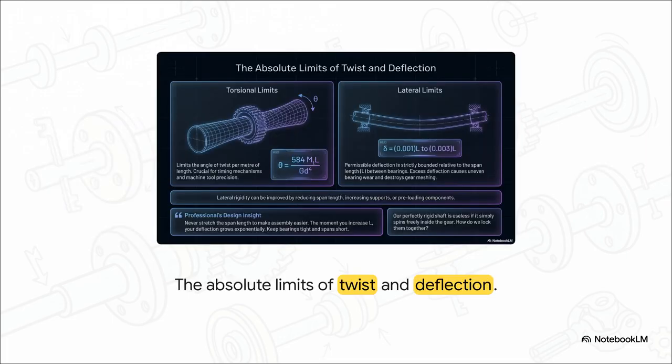So the really crucial point here is that engineers have to strictly restrict the amount of twist and bend they permit. Take torsional limits, the angle of twist. This is incredibly vital for timing mechanisms. As for lateral limits, the actual bowing of the shaft, deflection is strictly bounded relative to the span length between the bearings. If you try to stretch that span length just to make assembling the machine a bit easier, your deflection grows exponentially. The secret to a truly rigid machine: keep your bearings tight and your spans short.